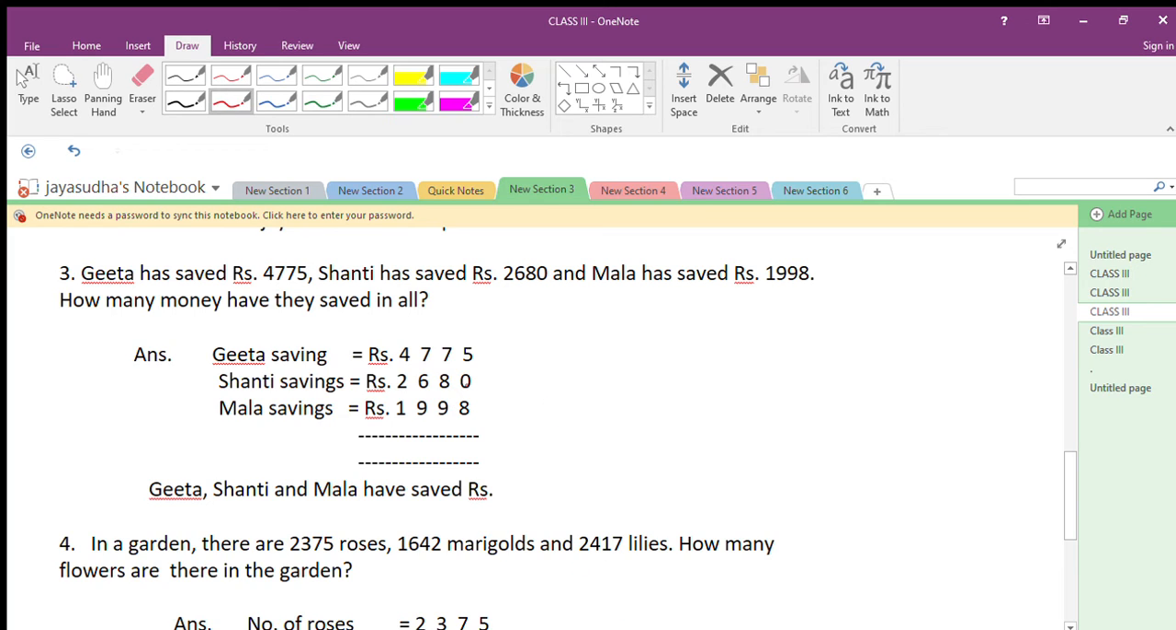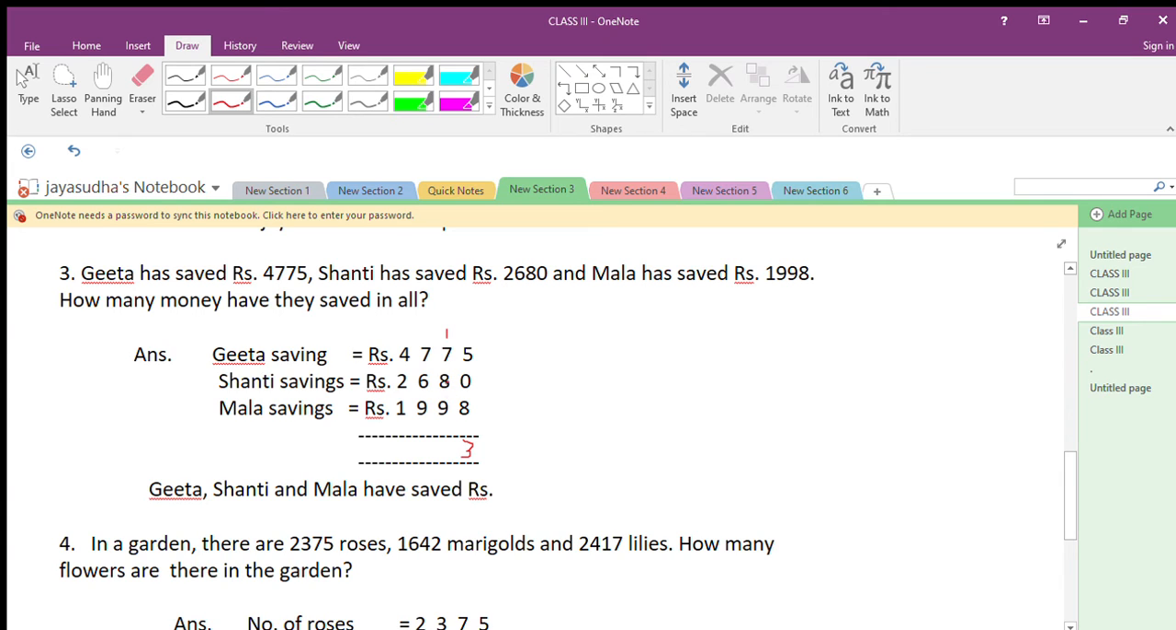Now 8 plus 0, 8. Again 8 plus this 5. Remove the finger, 5 fingers. After 8 you count the next numbers, children. 9, 10, 11, 12, 13. So what is 8 plus 5? 13. So 3 only here, and 1 carry to the next column.